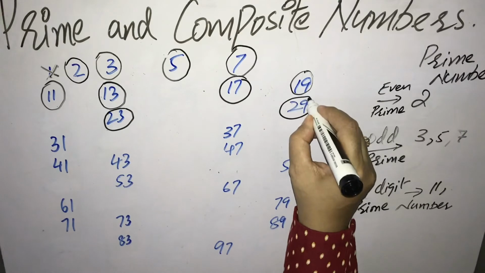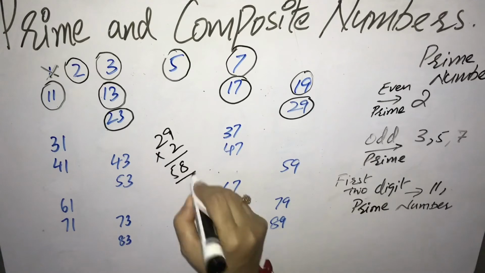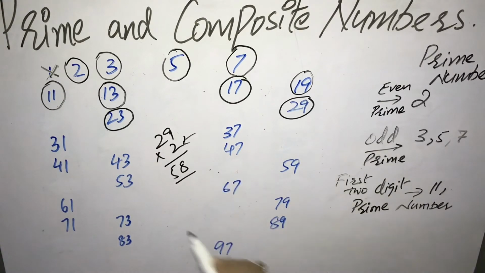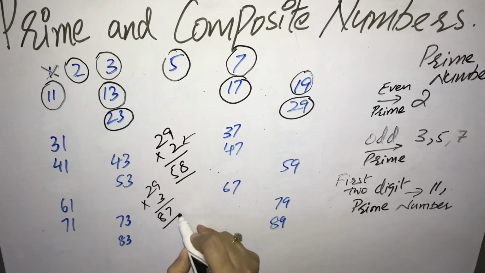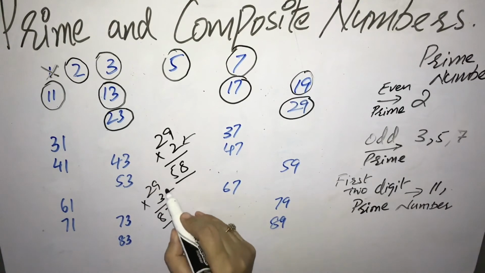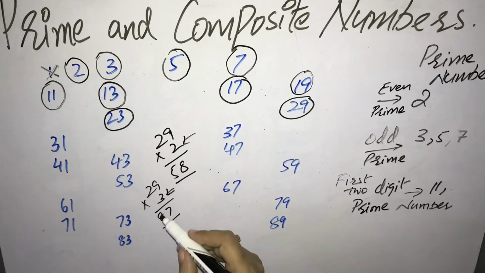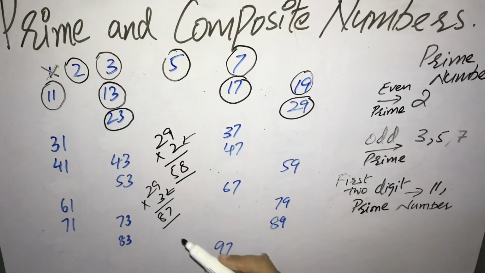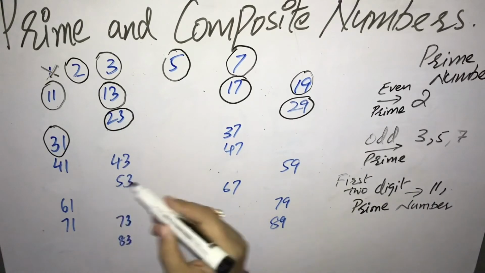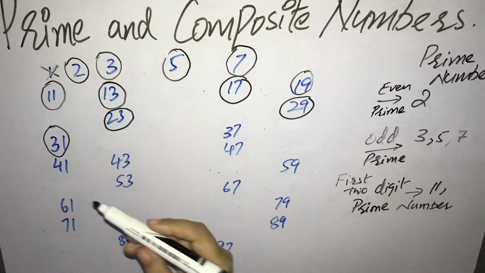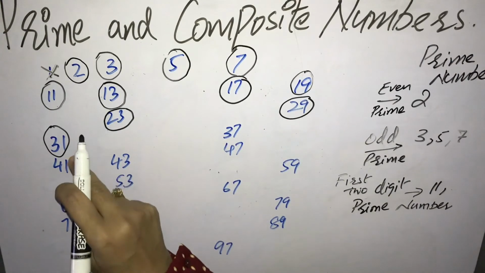Okay, 29 multiplied 2, 58. 58 is already erased. 29 into 3, 87, erased as it was in the table of 3. And definitely 29 into 4, when we multiply with 4, we shall have more than 100. The next prime number is 31. 31 multiplied 2 is 62, not here. 31 multiplied 3 is 93, not here. After 31 we have 32, even.